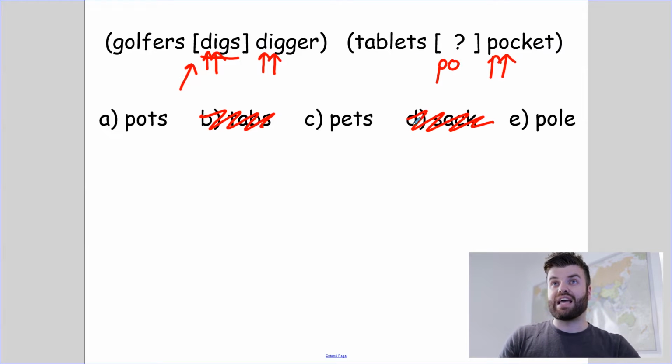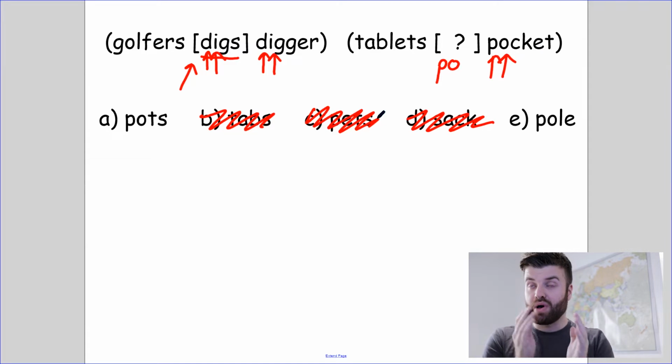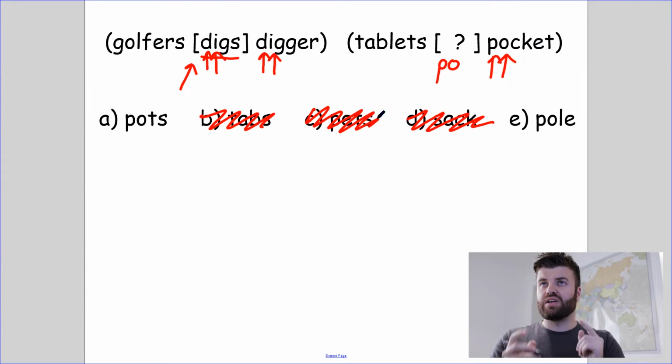We write that in and we have P-O. And we can get rid of C, pets. So we're down already to just pots or pole. Well, let's have a look.